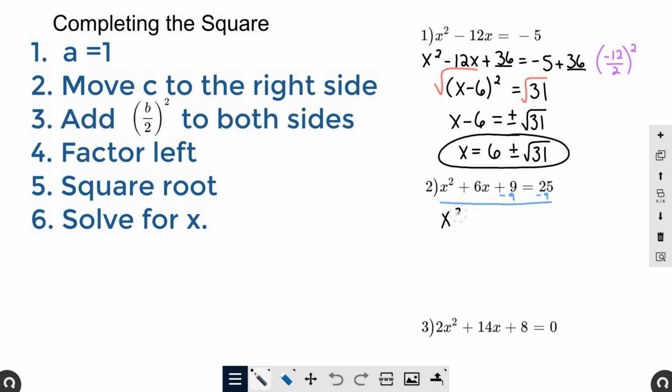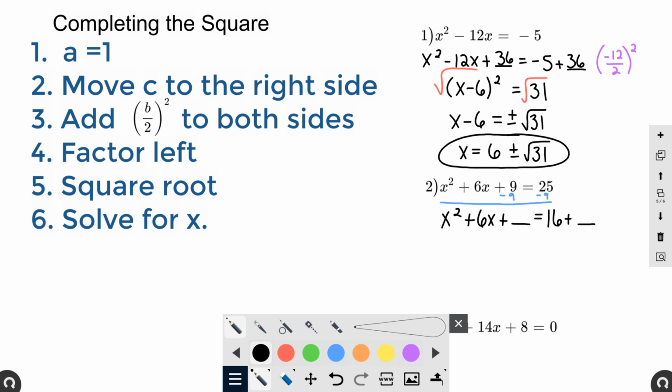So we get x squared plus 6x. And go ahead and put plus blank because we're going to be adding something, right? And 25 minus 9 is 16. And then go ahead and put another plus blank. So we move C to the other side, and then we put our blanks in there. Now what goes in the blanks?